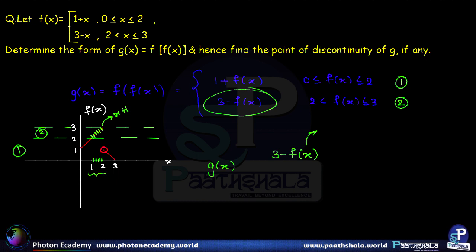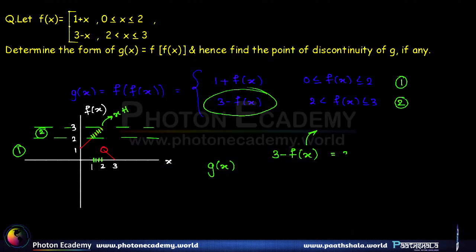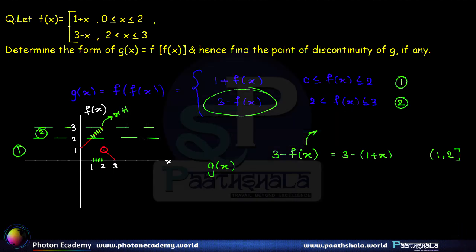So let's apply the definition of f of x for x between 1 to 2. It is 1 plus x. So it will become 3 minus (1 plus x). Okay. And this is for the open interval 1 to closed interval 2 of x. We are writing down the intervals of x now, not f of x. So don't get confused.